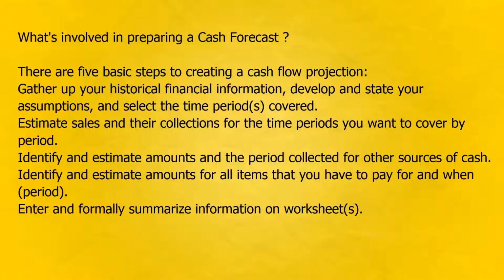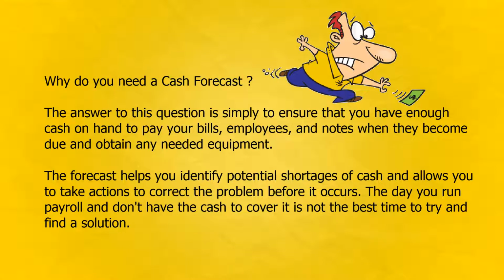What's involved in preparing a cash forecast? There are 5 basic steps to creating a cash flow projection. Gather up your historical financial information, develop and state your assumptions, and select the time periods covered. Estimate sales and their collections for the time periods you want to cover by period. Identify and estimate amounts and the period collected for other sources of cash. Identify and estimate amounts for all items that you have to pay for and when, period. Enter and formally summarize information on worksheets. Why do you need a cash forecast?